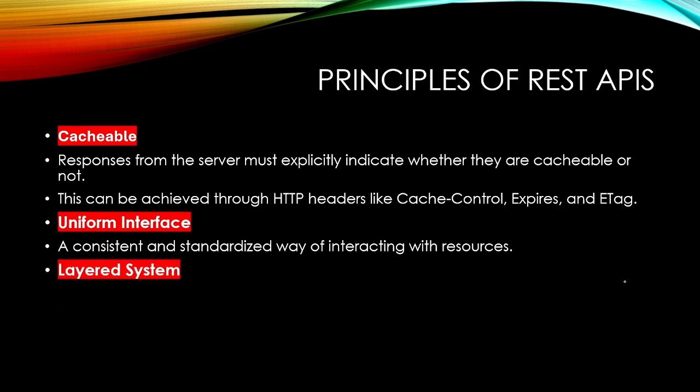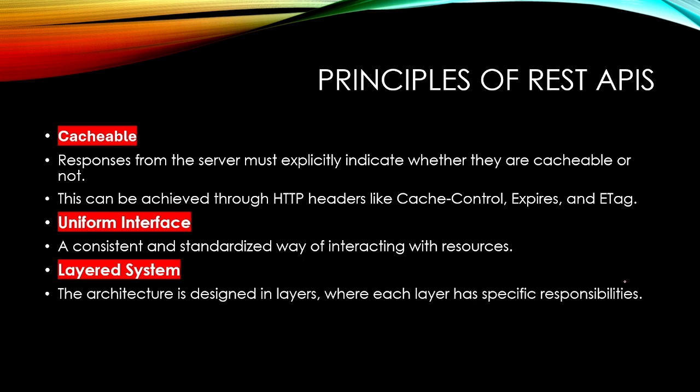Next principle is the layered system. So basically, it has different layers. REST APIs are like a supply chain, you can say. So you don't need to know the complexities of each layer of the chain. All you need to know is about the data. The required data should be there, but you are not concerned about the layers which are involved in this whole process. So basically, REST APIs use a layered system.